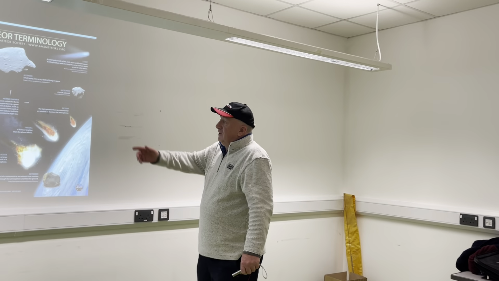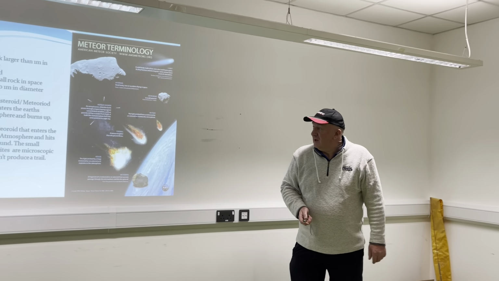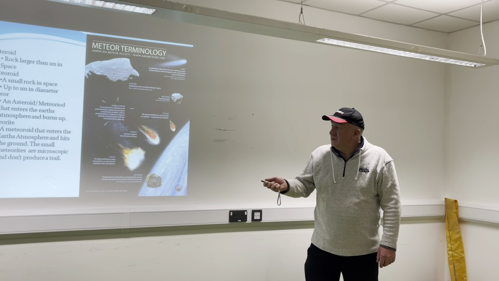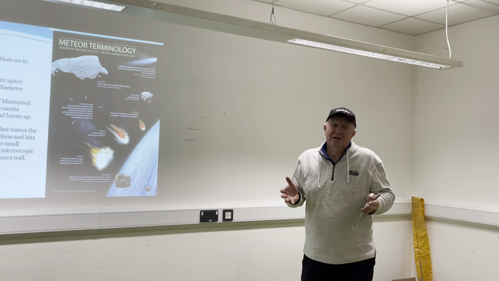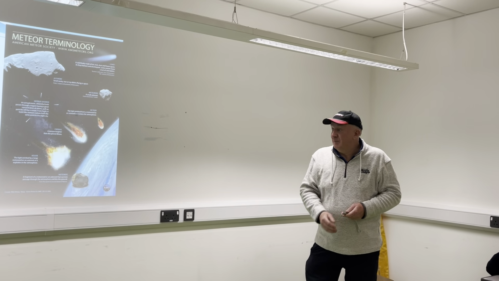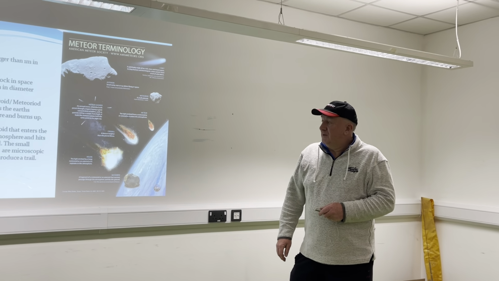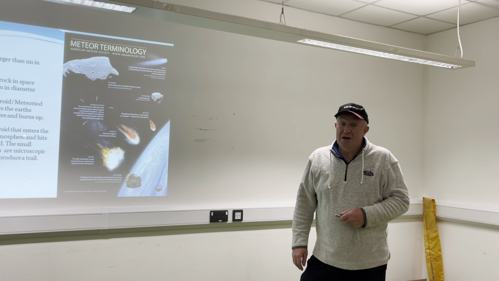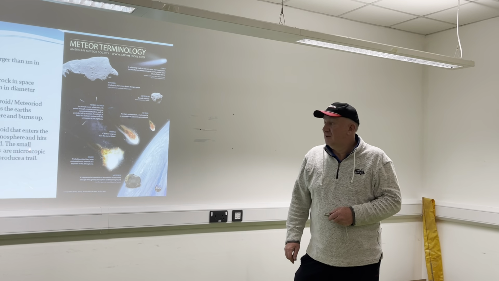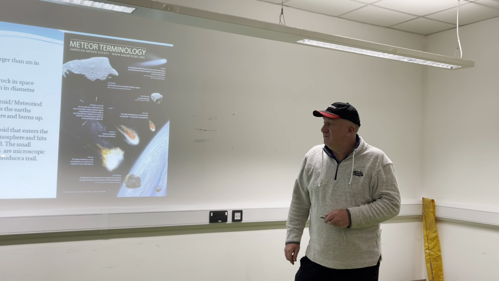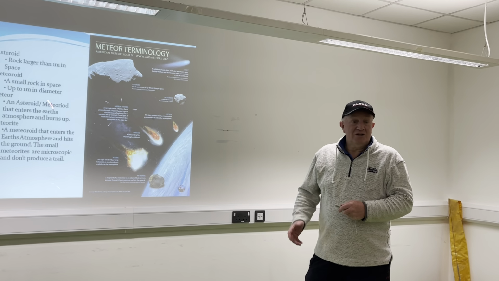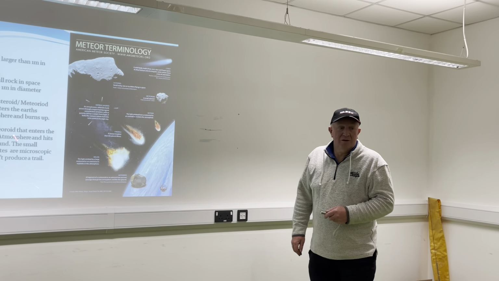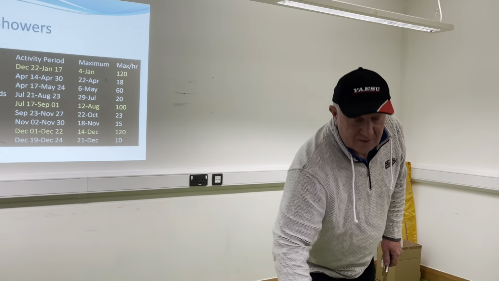So first thing, let's talk a little bit about terminology. People get confused with what a meteor is. A meteor is basically a rock that comes into the Earth's atmosphere and burns up. A meteorite is one that comes into the Earth's atmosphere, doesn't normally burn up, doesn't normally give us a trail, but actually ends up on the ground. These ones tend to be very microscopic. If they're in space, they're called asteroids and meteoroids. A bit of terminology, people get these two muddled up.